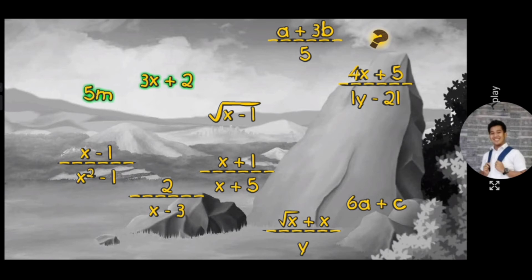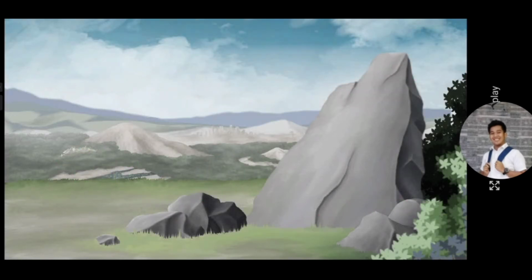So as you can see, we have 3x plus 2, 5m, x plus 1 over x plus 5. Oh no! This one is not a rational algebraic expression: 2 over x minus 3. And later on, we will know why 2 over x minus 3 is not a rational algebraic expression. The other one, oh no, another one that is not a rational algebraic expression: square root of x plus x over y. Let's find out later why. And the rest are examples of rational algebraic expressions. Very excellent. Thank you. Let's continue.